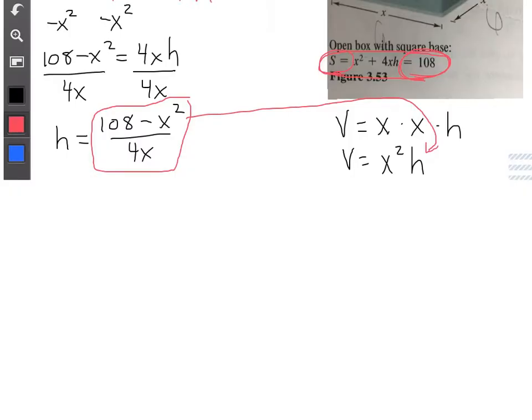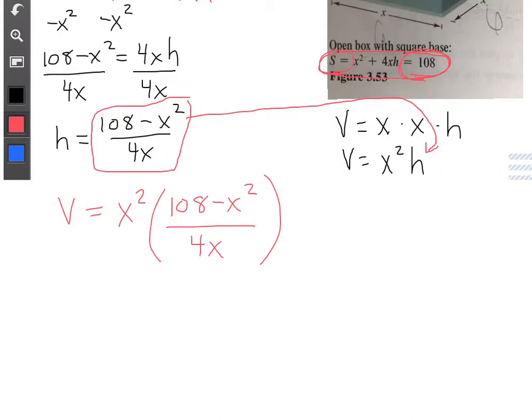All right, so when we plug it in, we've got that the volume equals x squared times (108 minus x squared) all over 4x. Okay? And now if you look at your problem, it's all in terms of what? X. And all we did was take what we solved for h and plug it into the volume formula that we manipulated at the beginning of the problem. And so now what we need to do is simplify this.